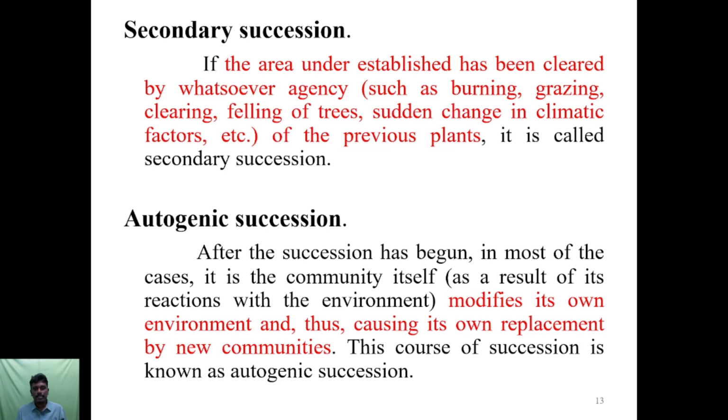Then autogenic succession. After the succession has begun, in most cases it is the community itself, as a result of its reactions with the environment, that modifies its own environment and thus causes its own replacement by new communities. So this will happen by nature itself. This course of succession is known as autogenic succession.